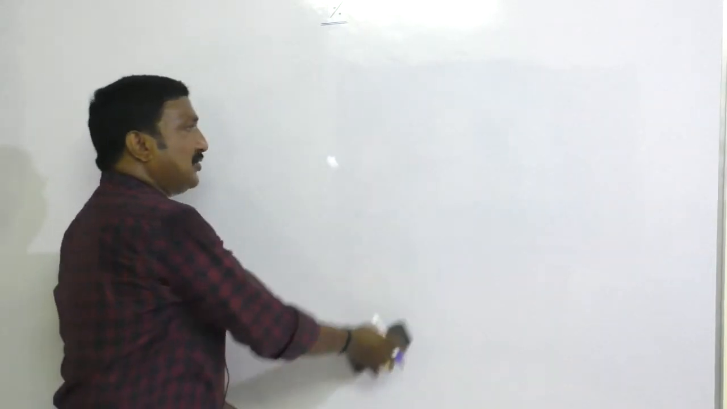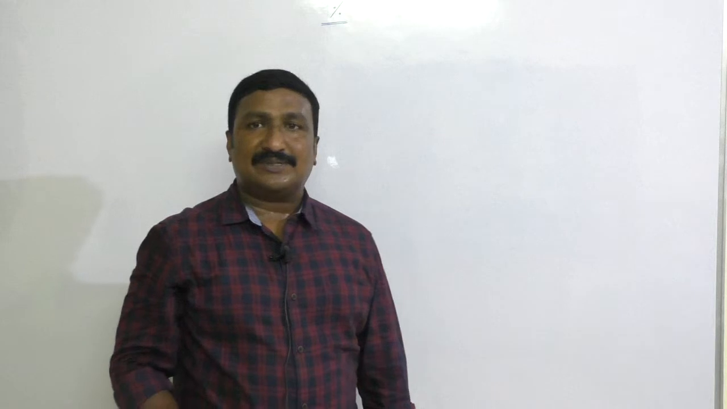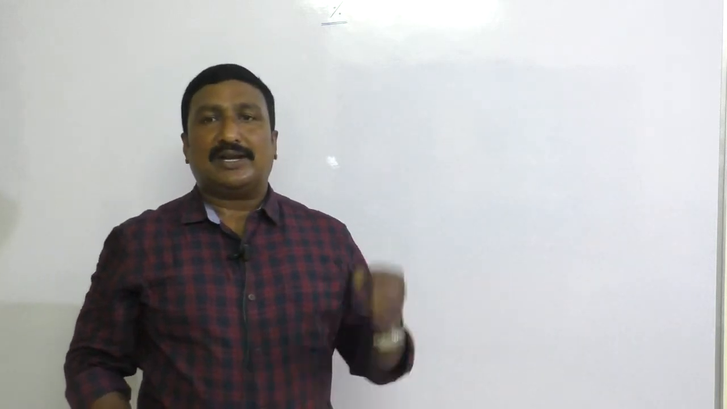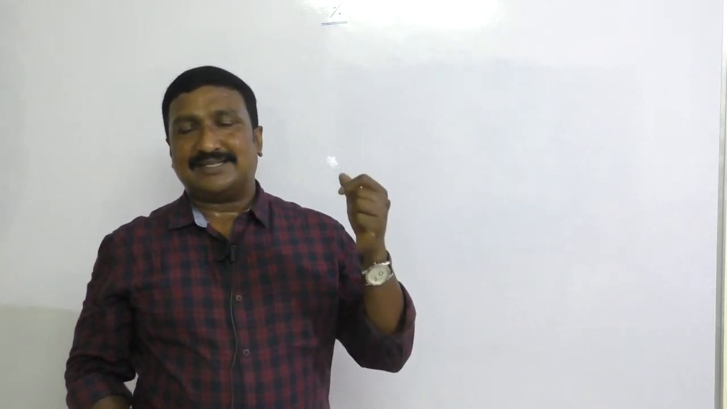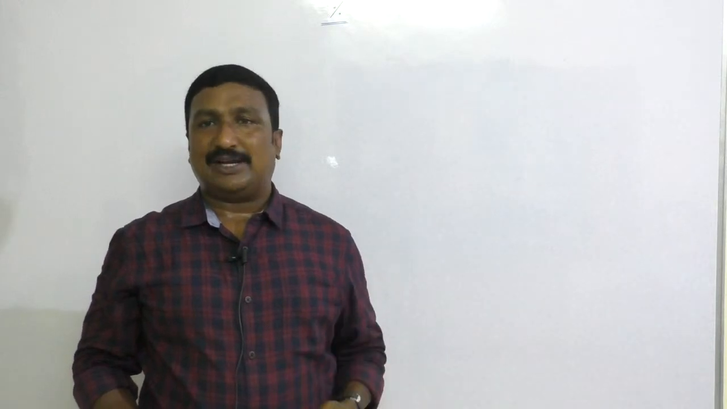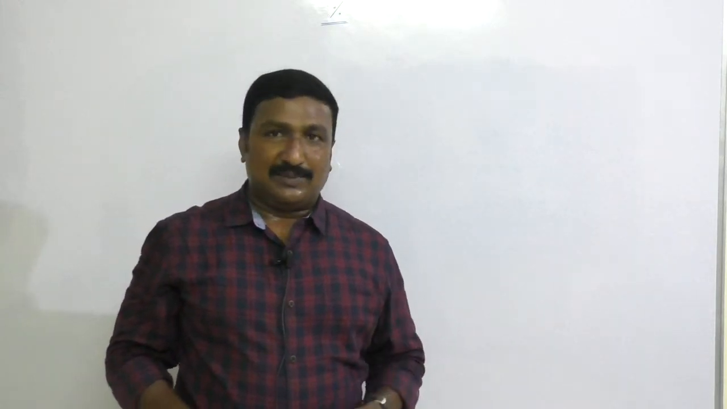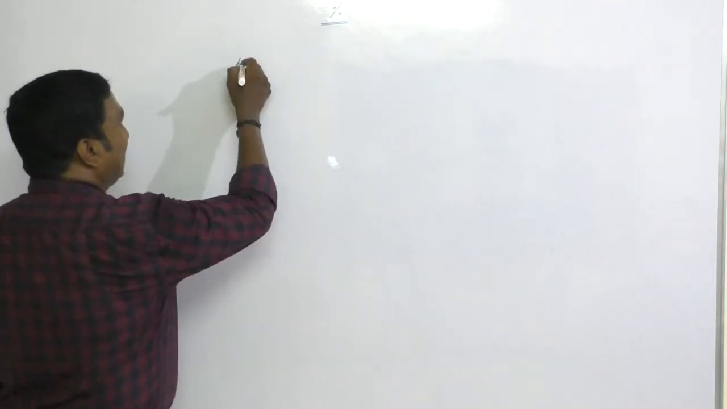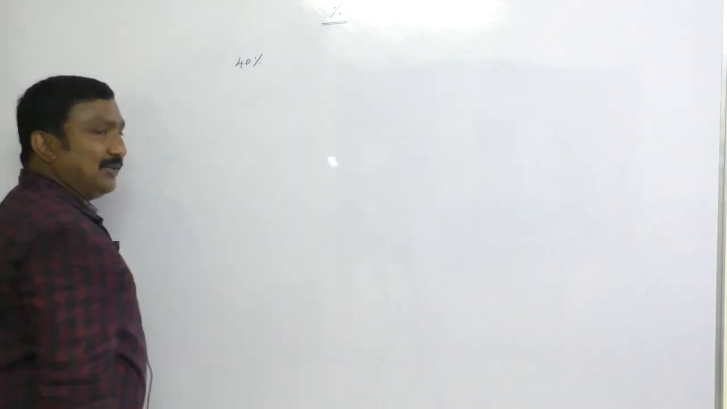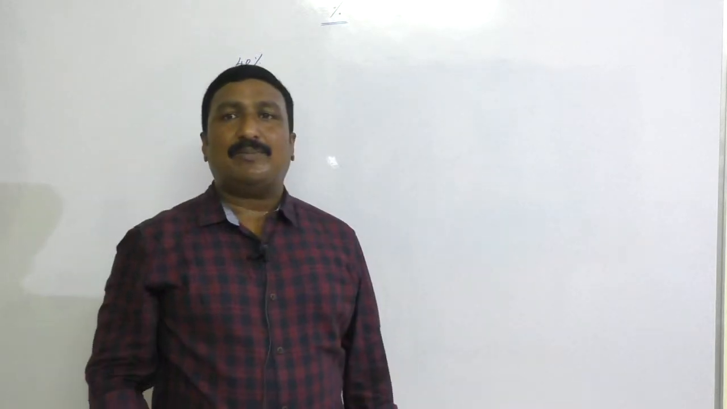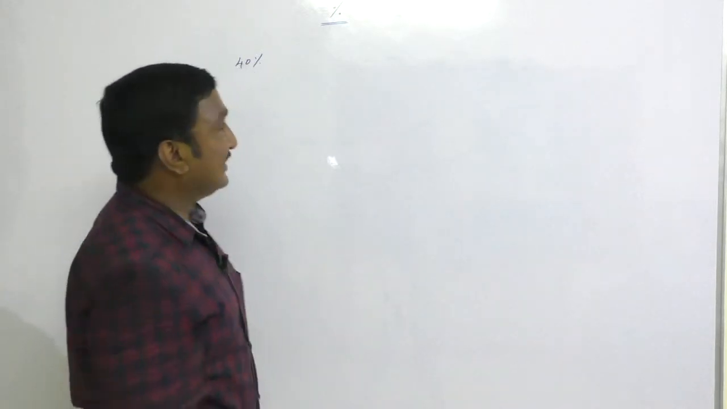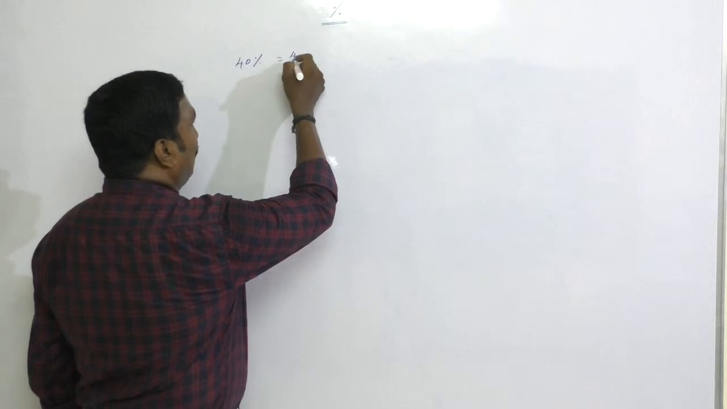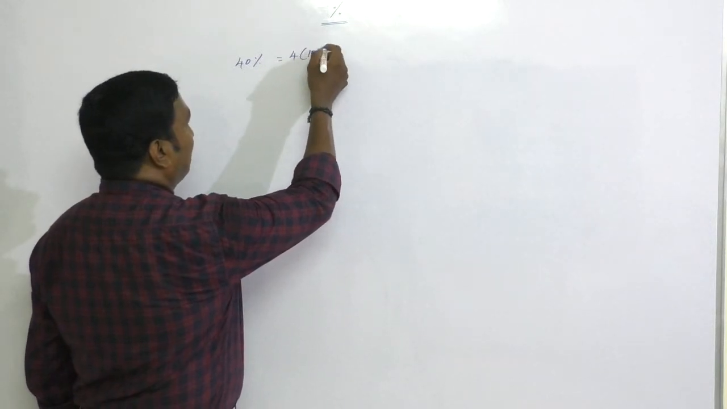Now next, once you know the 10%, 20%, 30%, similarly we can calculate the 40%, 60%, 70%, 80%, 90%, 100%, 110%, 120%, and so on. First I will calculate the 40%. So remember friends, 40% is nothing but 4 times of 10%. So 40% is nothing but 4 into 10%.